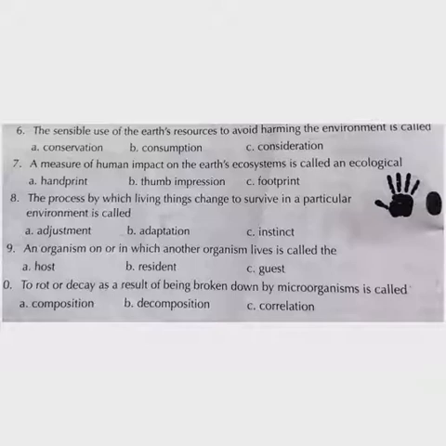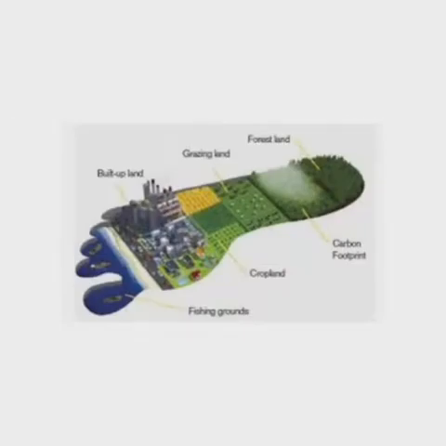Okay, look at the next one. A measure of human impact on the Earth's ecosystem is called an ecological handprint, thumb impression, or footprint. A measure of human impact on the Earth's ecosystem is called ecological footprint. Okay, footprint. C is the answer.